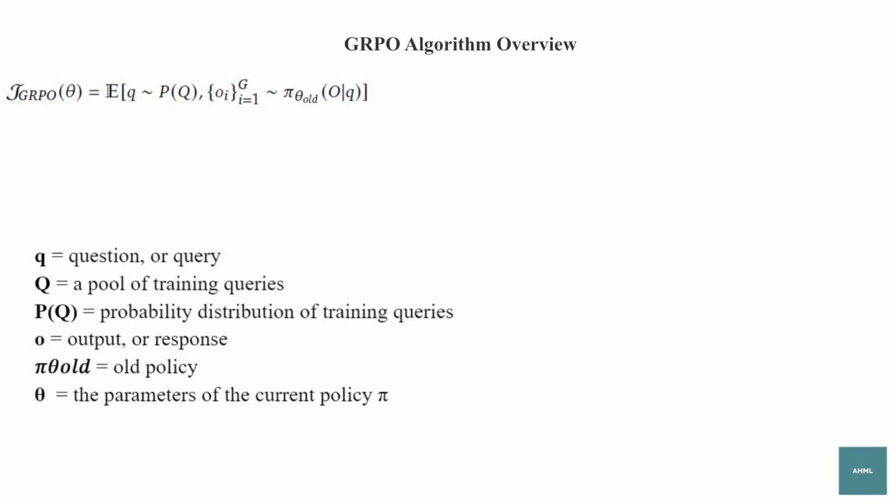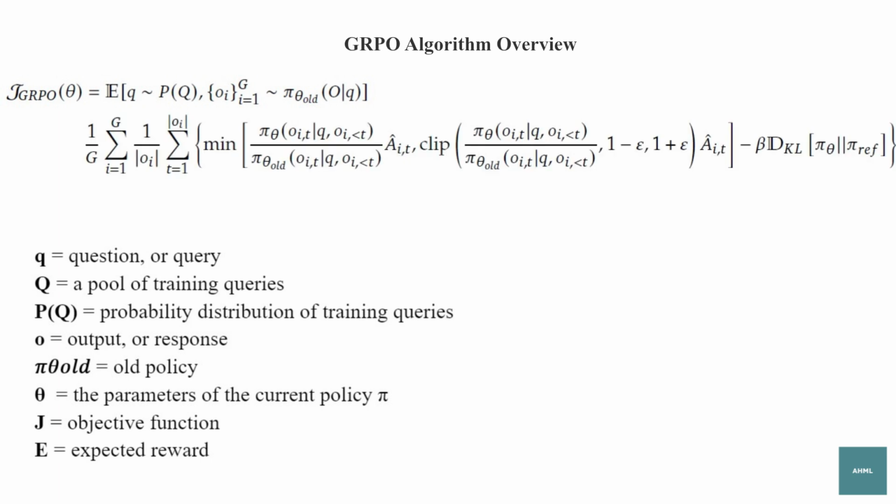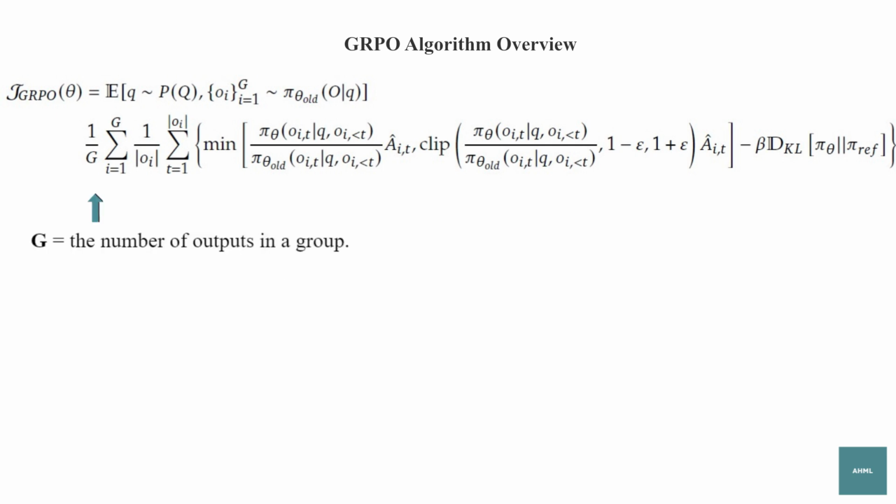GRPO's goal is to optimize the policy model by maximizing the objective. J is the objective function that GRPO seeks to maximize. E is the expected reward. Essentially, E is the average of the computed policy updates across different sampled questions Q from a dataset P of Q. The second part of the equation is responsible for updating the model's policy. G denotes the number of actions or outputs in a batch.